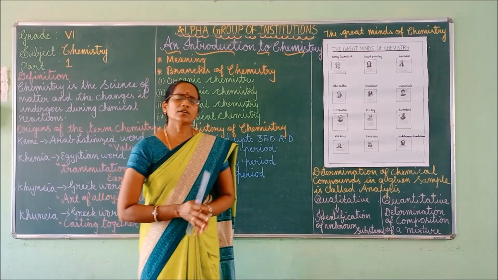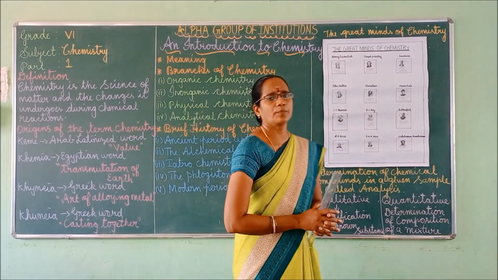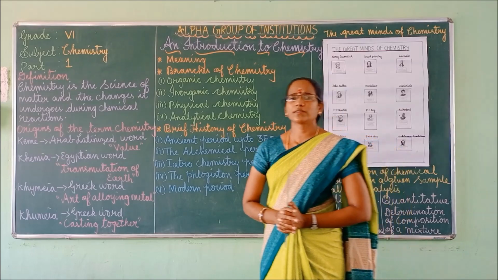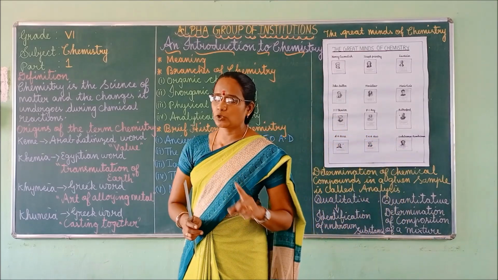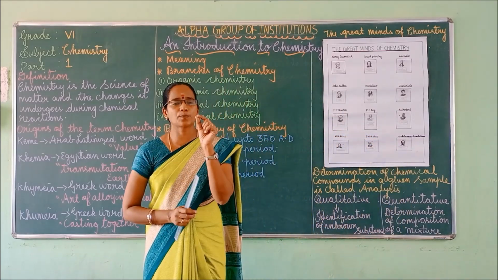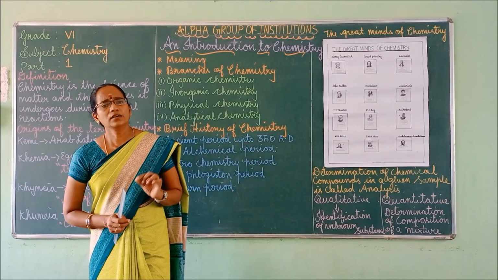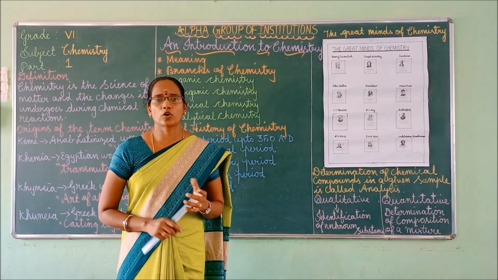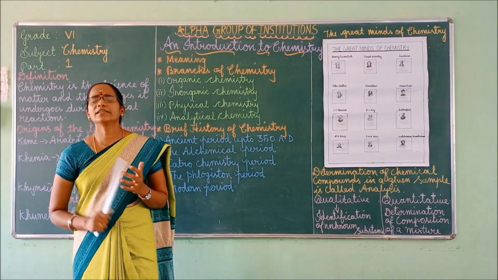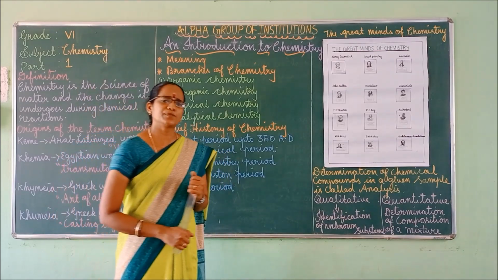Next one, you should know about subatomic particles. What are the subatomic particles? Already I told you, an atom is the smallest particle which takes part in a chemical reaction. And next you should know about subatomic particles. There are three subatomic particles present.